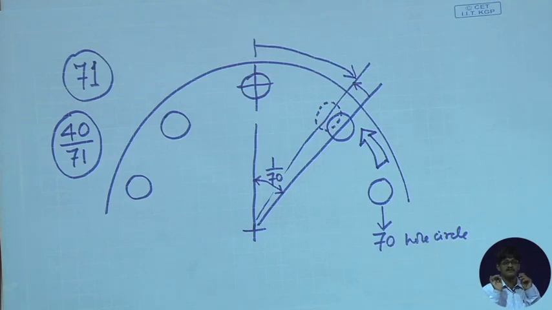That is it. That is what we are going to achieve. This is the basic idea of differential indexing. Make the plate move so that you achieve what you want. You get a hole in the location that you want.